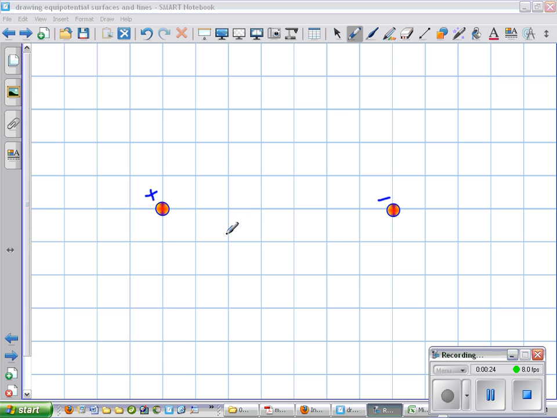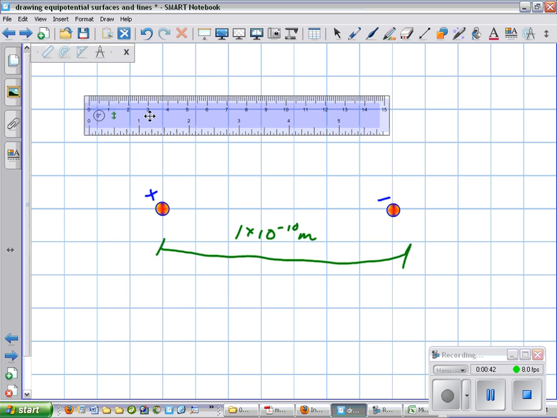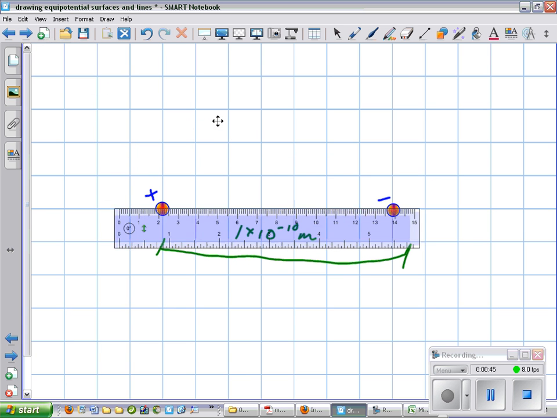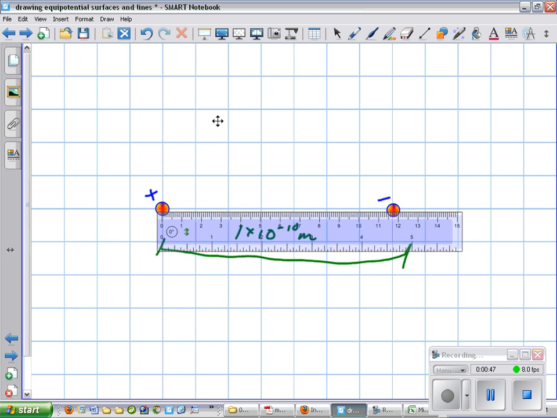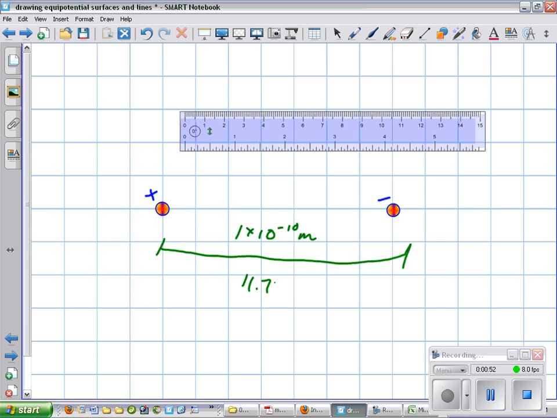And my electric field map is representing a separation that is on the order of the size of an atom. So this distance here will be representing 1 times 10 to the negative 10th meters. And if I get my ruler out, let's just see how far that distance is in centimeters. Looks like 11.75 there. So this will be representing 11.75 centimeters. That's what I'm going to use for my distance scale for this map.